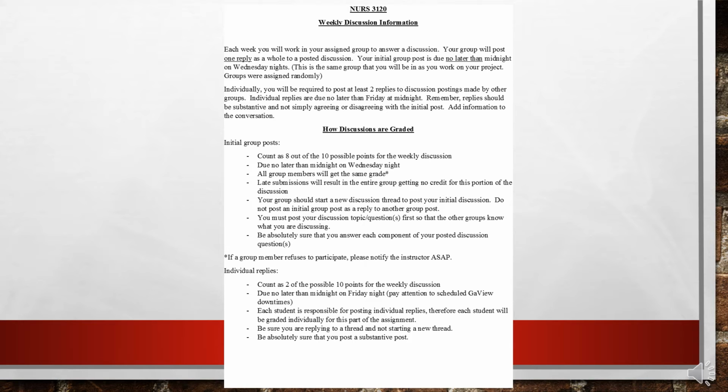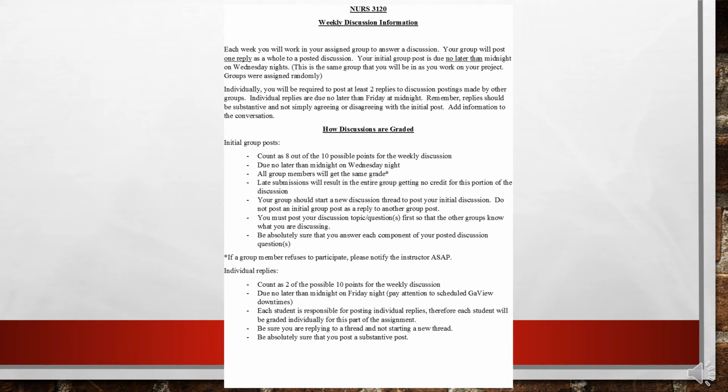Your replies are due no later than midnight on Friday night, and again, pay attention to those Georgia View downtimes. You're responsible for posting your own individual reply, therefore the reply grade will be graded individually. I'll add your initial group grade to your reply grade, and you'll get a grade out of a possible 10 points. When you're doing your individual replies, make sure that you're hitting the reply button and you're replying to a thread rather than starting a new thread.